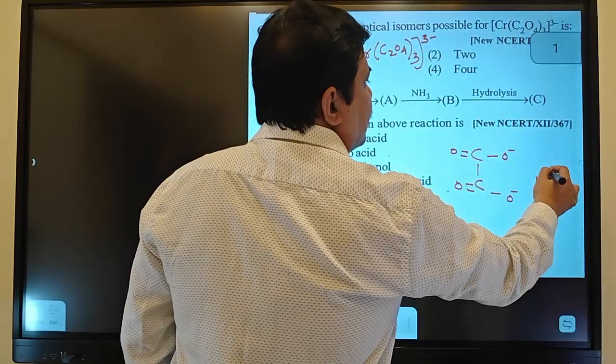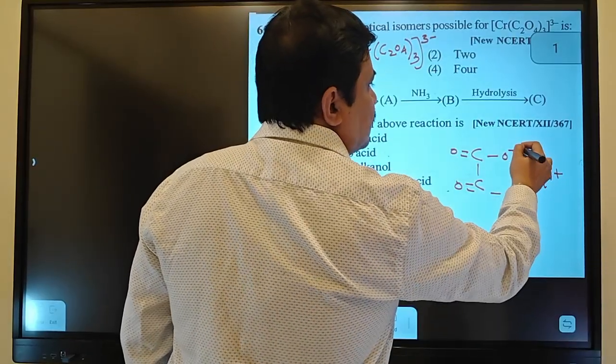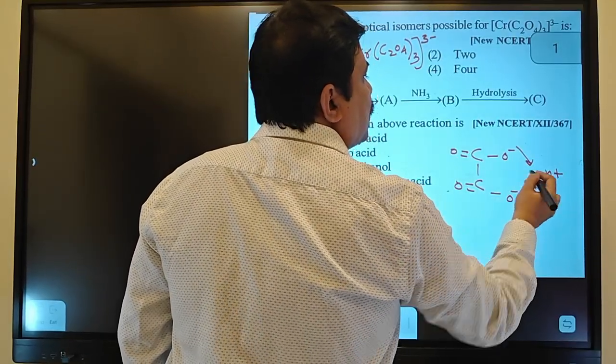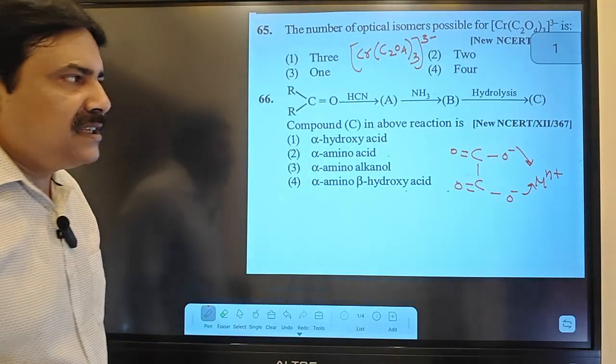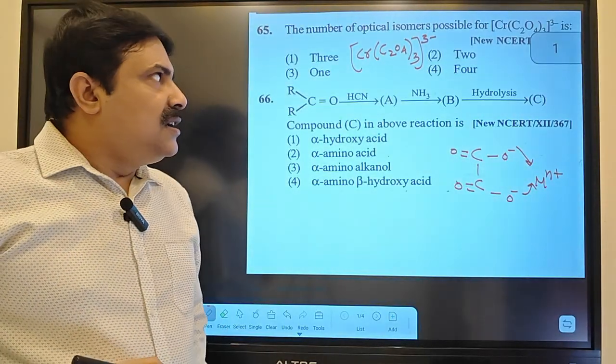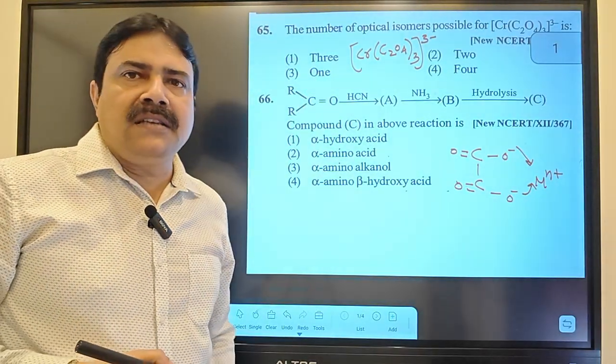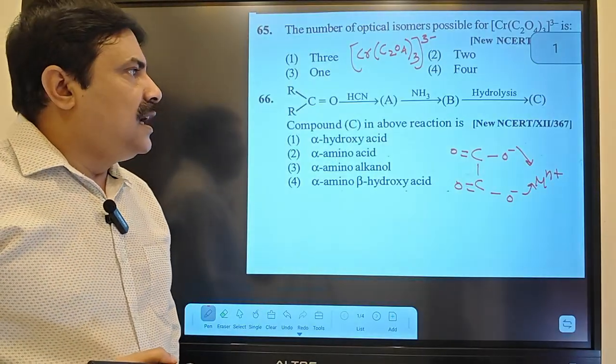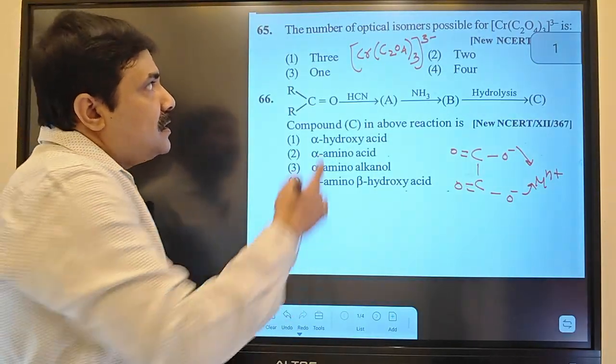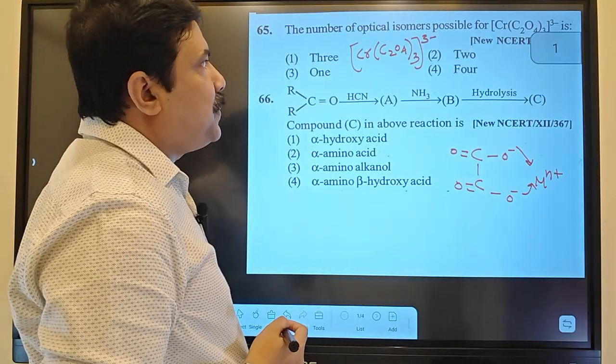Here the metal ion, if the charge is n plus, makes a coordinate covalent bond like that. It's a chelating ligand, a bidentate ligand. So 3 times is there. Here the coordination number of chromium is 6. And now they are asking how many optical isomers are possible.